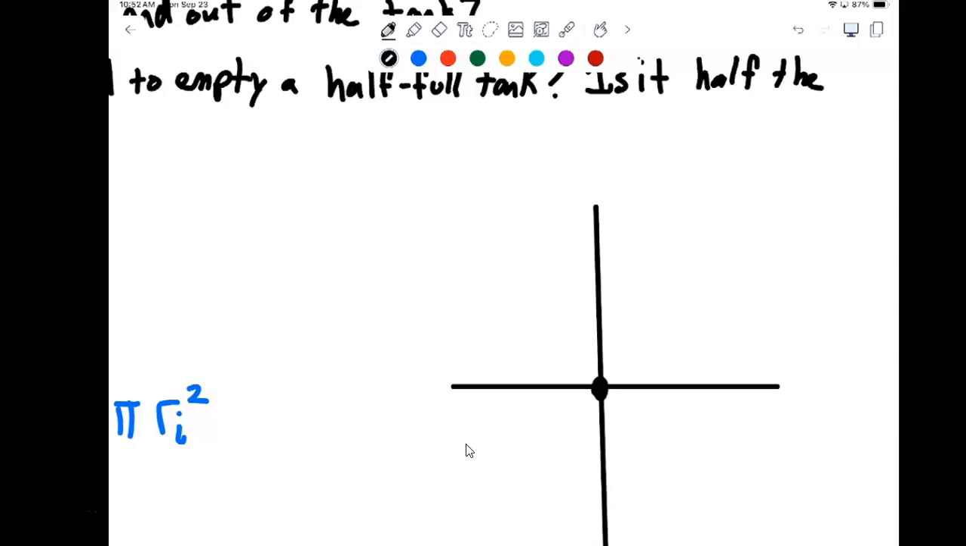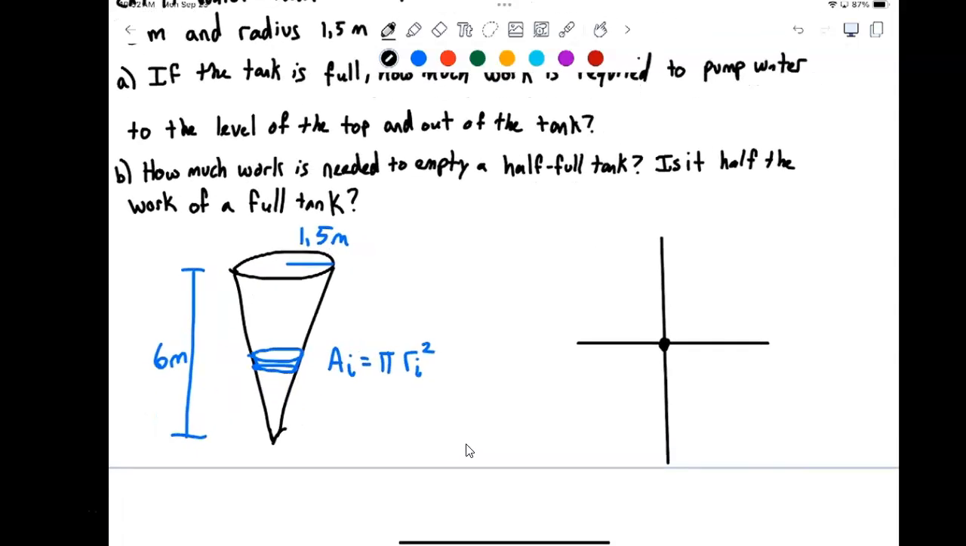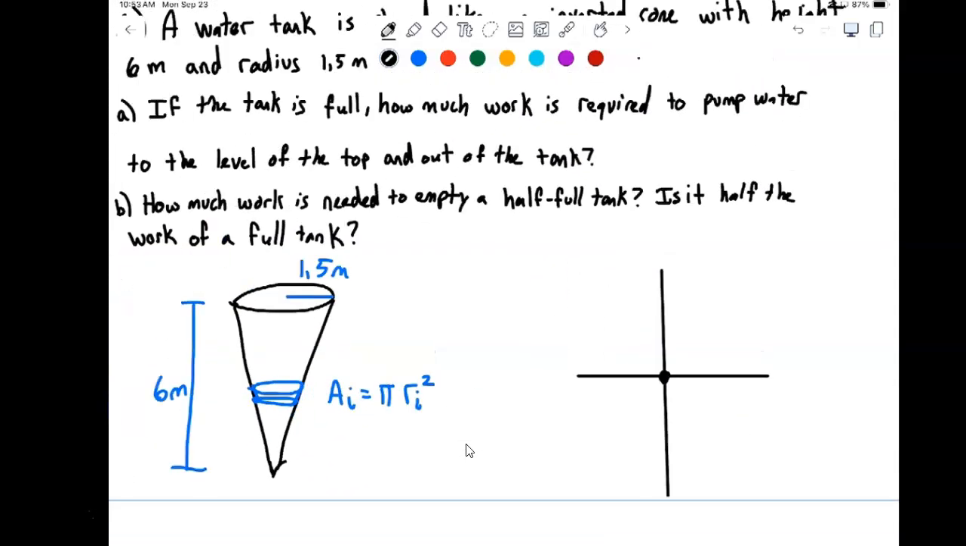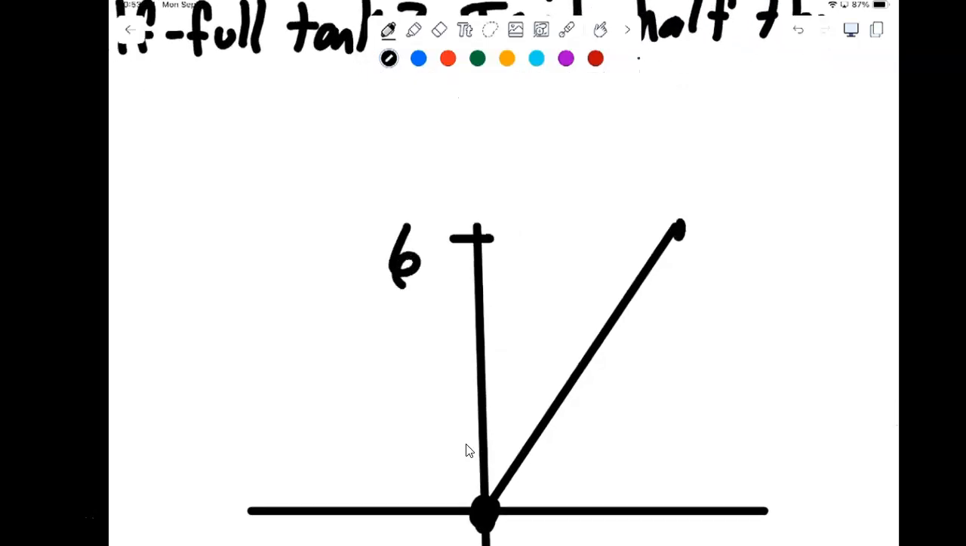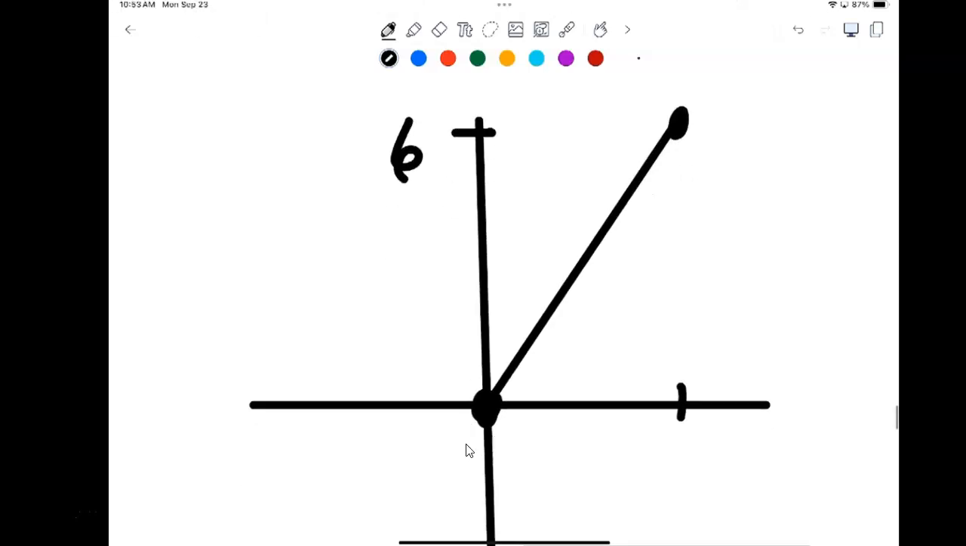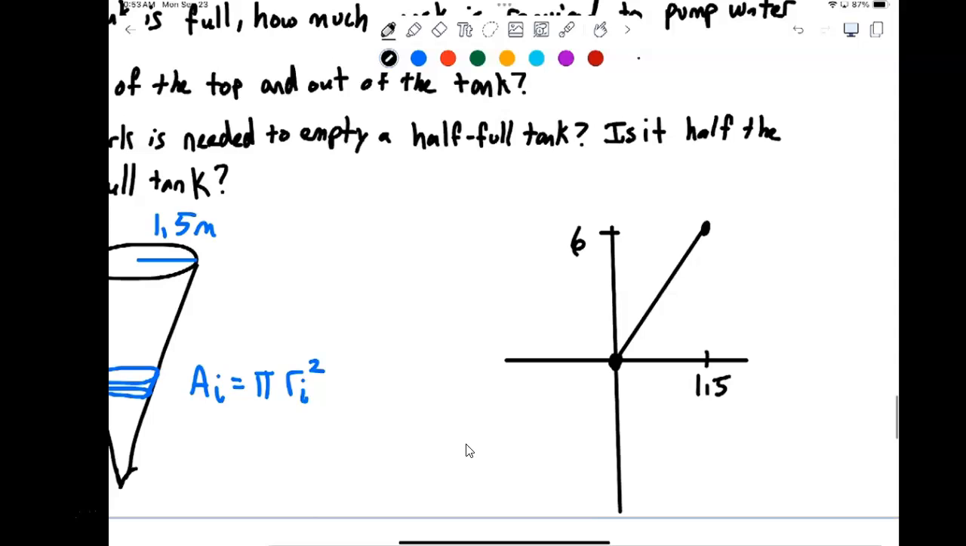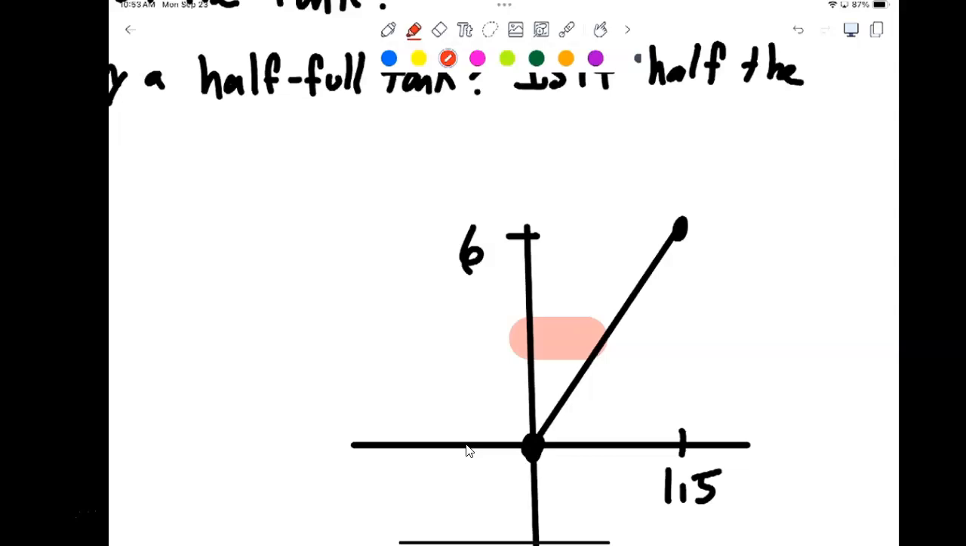If I set, for convenience, the tip of my cone to be at the origin 0, 0, then it has a height of 6 and a radius of 1.5. So that means this line would come to this point right here, with a height of 6, and on the x-axis, 1.5. So we can figure out the equation of that line, because what we need to know is the radius at a given point. And that would just be the x-coordinate that corresponds to some height y sub i. So we need to figure out the equation of this line.